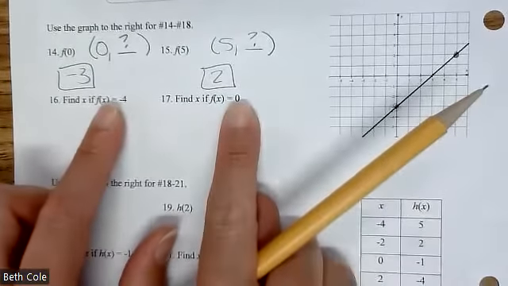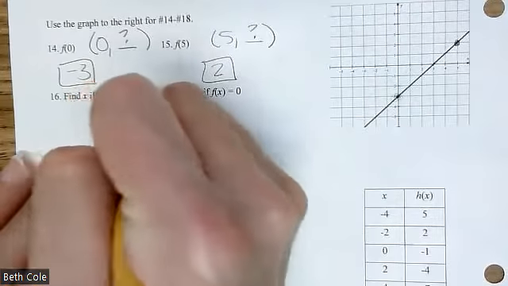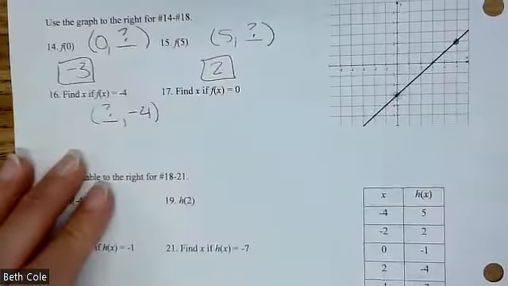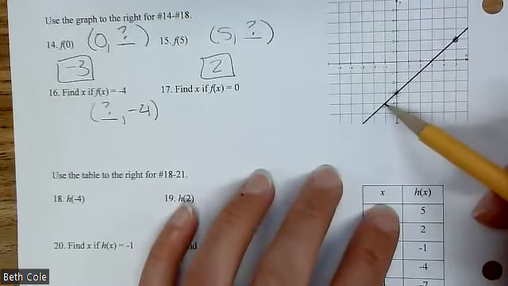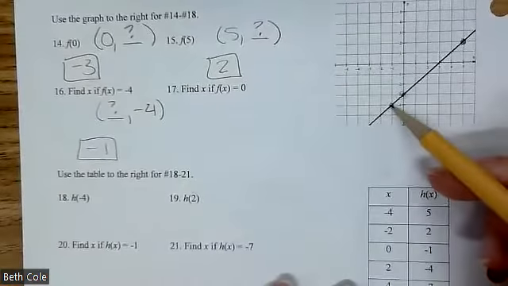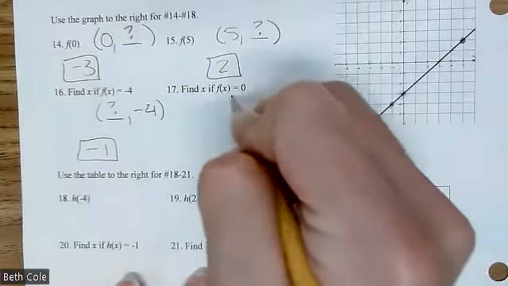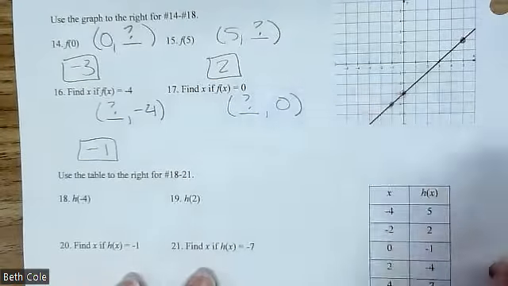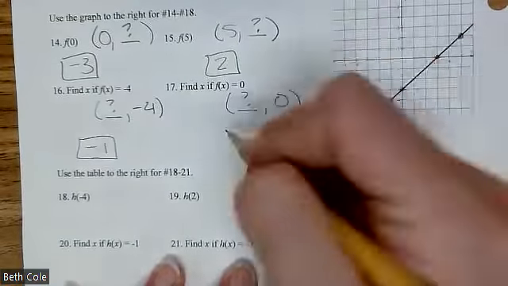Because down here it's backwards. Find x if your output value is -4. So for this one, you want a point that's something, comma, -4. So you have to look over here on your graph and find where there's a y value that's -4. It would be right here. Do you see it? So -1 is your answer. And then this one, same thing, find x if your output value is 0. So you need something, comma 0. So 3, good. You guys see that there?